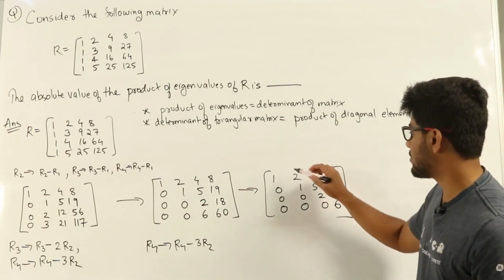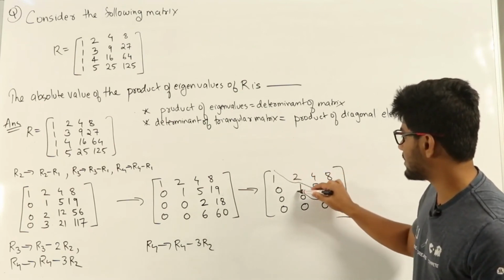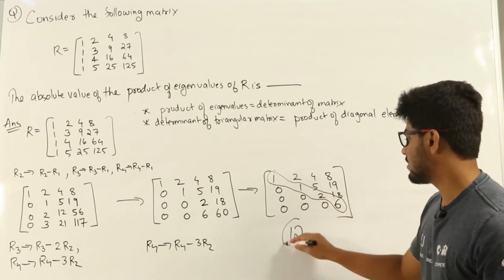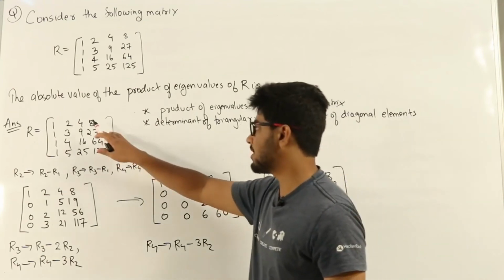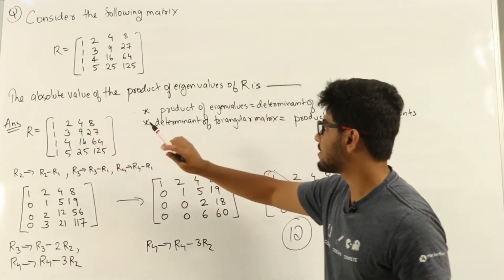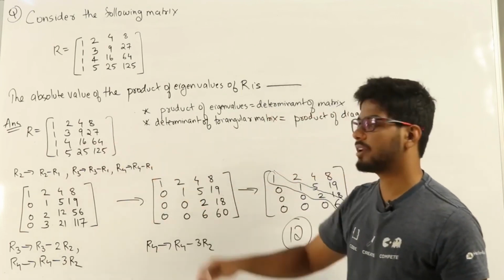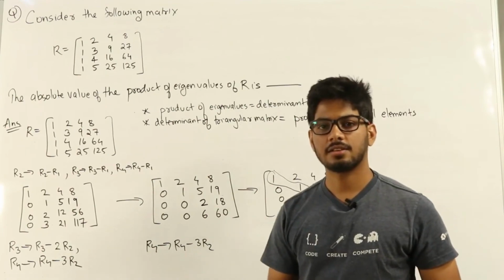In order to get the determinant, we just need to take the product of the diagonal elements, that is 1 into 1 into 2 into 6, that is 12. Now the determinant of this matrix is 12, so the determinant of this matrix will also be 12. So the product of the eigenvalues of this matrix is just the determinant, that is 12. That's what is asked in the question. 12 is the answer here.